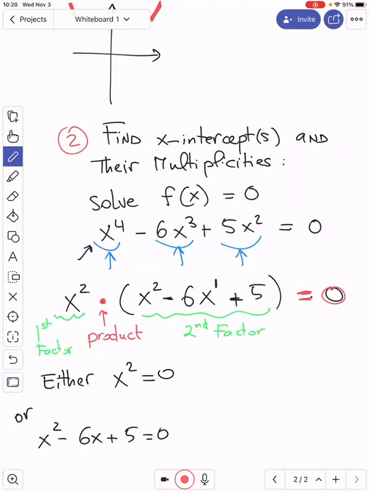So then x squared is 0. Of course, you just apply the square root to both sides. So then it's just x equal to 0.